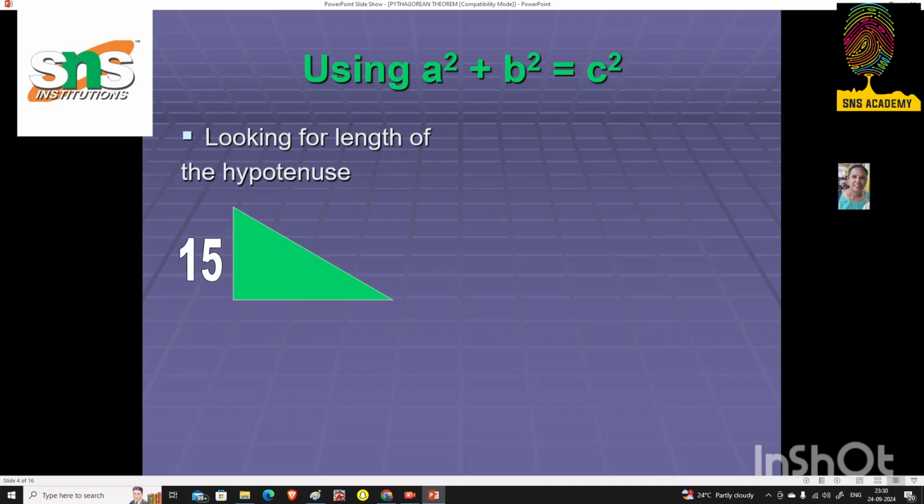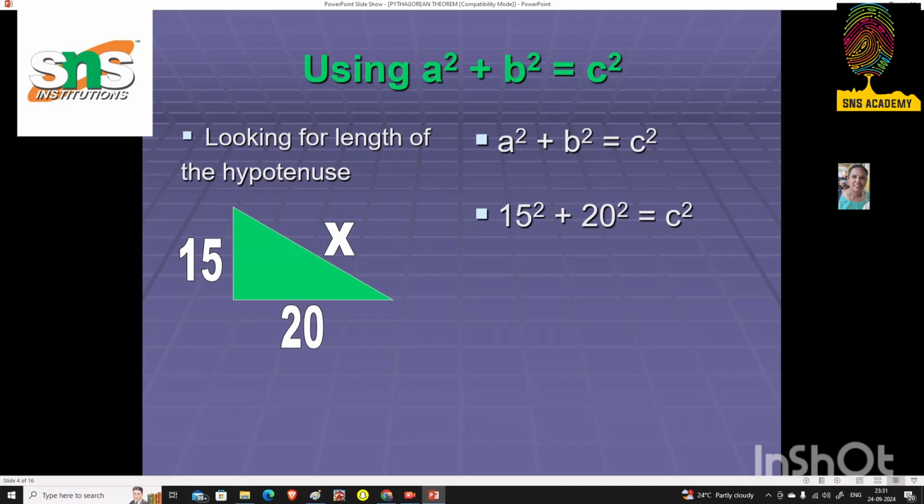Suppose they are asking us to find the measurement of the hypotenuse, then we can use the Pythagoras theorem. According to the Pythagoras theorem, hypotenuse square is equal to the sum of the squares of the remaining two sides. So C square is equal to 15 square plus 20 square.